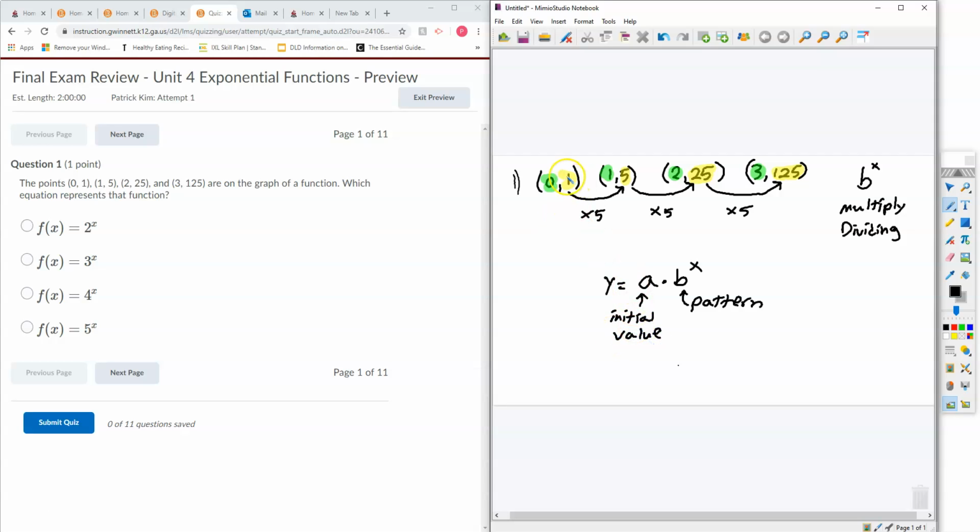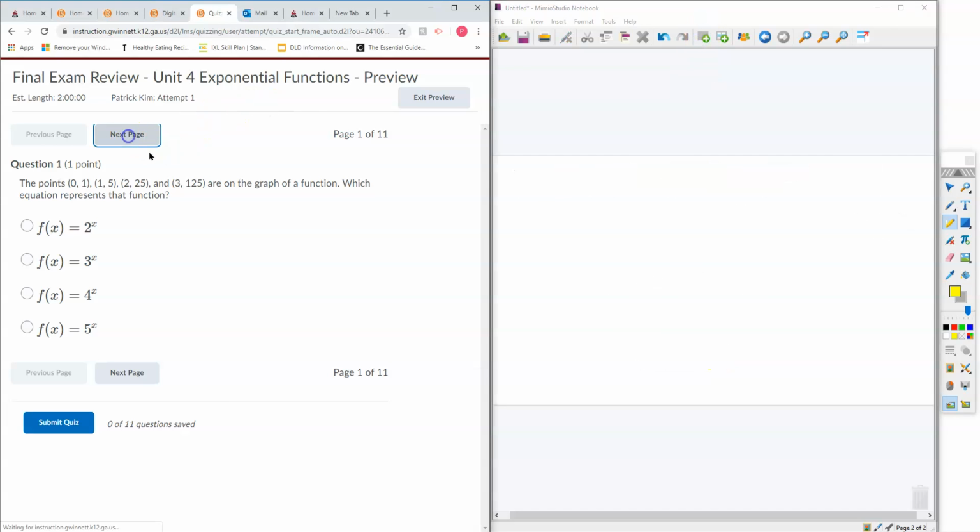Now in this case, since our initial value is just 1, I don't need that a there, because 1 times b to the x is just b to the x power. So you just have to decide what's going to replace this letter here. Now that I've given you everything you need, go ahead and answer the question. Alright, so that's number 1. Let's go to number 2.